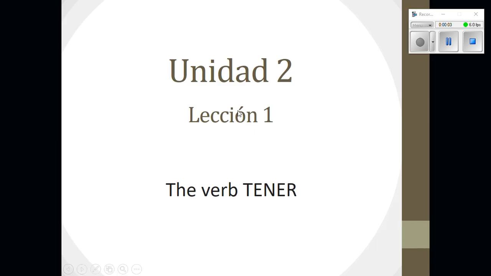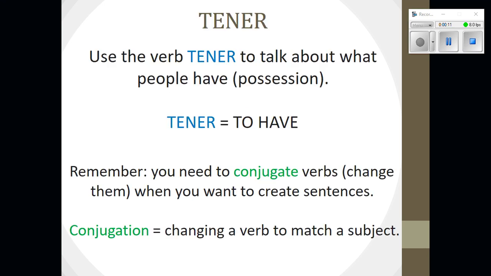Hola clase, today we're going to talk about the verb tener, so make sure you have your TENER note guide available and that you're filling it out as we go through the PowerPoint together. Okay, you use the verb tener to talk about what people have or possession. Okay, so tener in English means to have. So make sure that you're pausing as you need to fill out part A of the note guide, okay?